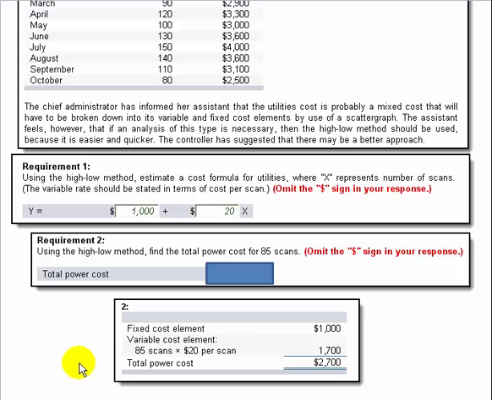Okay, next we tackle requirement 2, which appears right here. Now I've adjusted the screen so we still have the answer to requirement 1, which is Y equals $1,000 plus $20 per scan. Requirement 2 says, using the high-low method, find the total power cost for 85 scans. So here's the answer down here. We know that we've got the $1,000 we're going to pay regardless of the number of scans that we have. And then we need to multiply the 85 times the $20 per scan, which came from requirement 1, our cost function, and we come up with $2,700. And we jot that in, and that takes care of this problem, everyone.